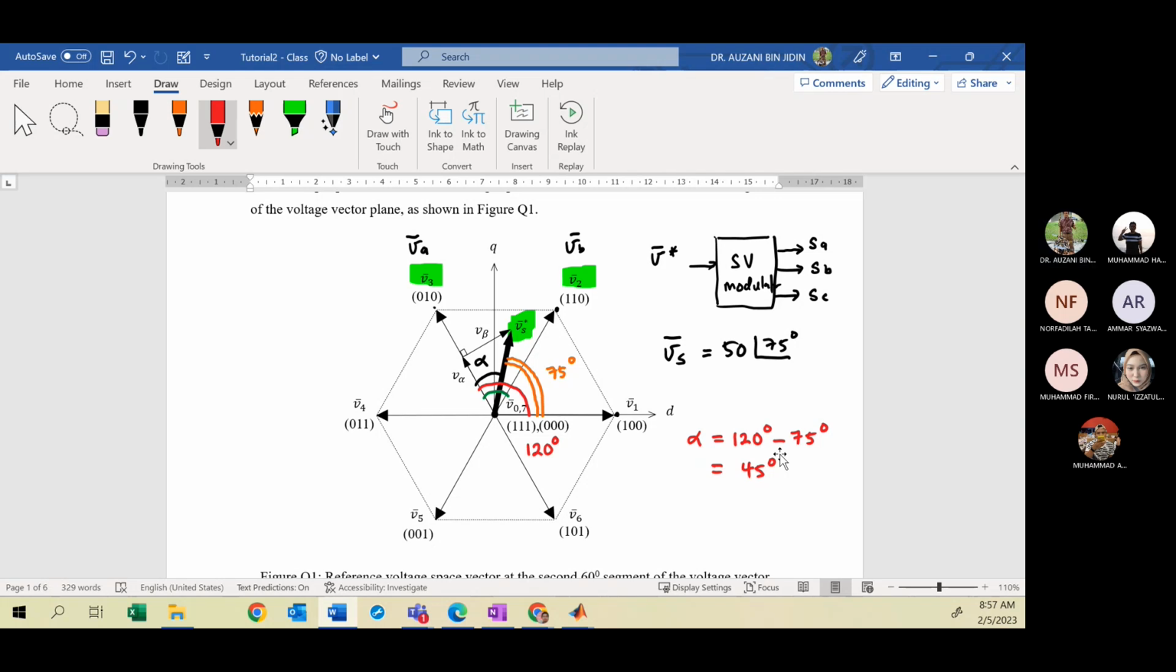Okay. So remember, the alpha is the angle difference between the space vector Vs and the first adjacent vector to be selected, which is Va. For this case, Va is V3. So that is the definition of alpha. In order to calculate the alpha, you need to calculate the angle difference between V3 and V1 first. V1 and V3, the different angle is 120. Then you subtract the 75. Then you get alpha.